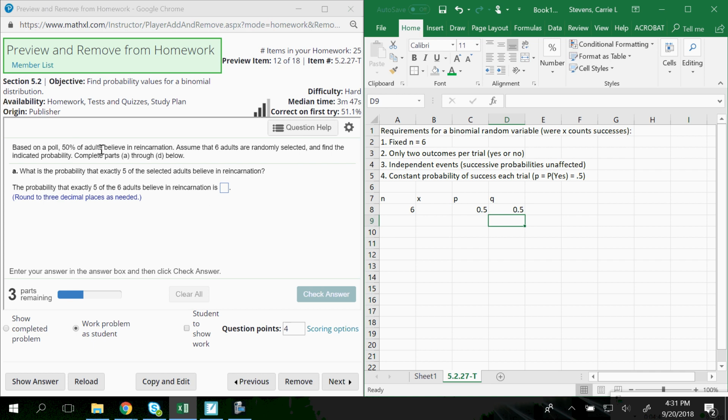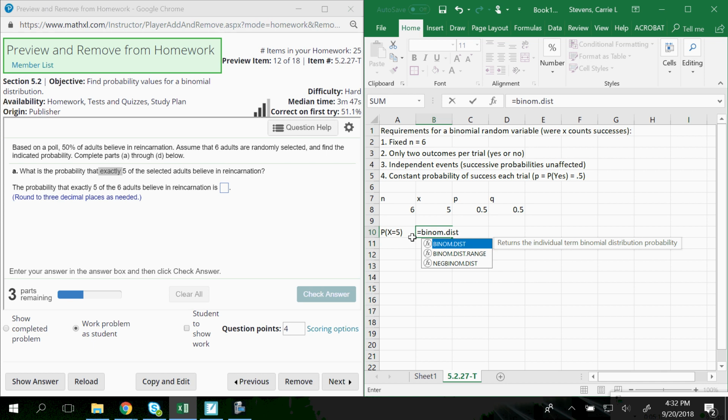Based on a poll, 50% of adults believe in reincarnation. Assume that 6 adults are randomly selected and find, here we go, here's the objective, find the indicated probability. What is the probability that exactly 5, okay, so that means X is 5. So we're being asked to find P of X being exactly 5. Right, and we can do that with the binomial probability formula.